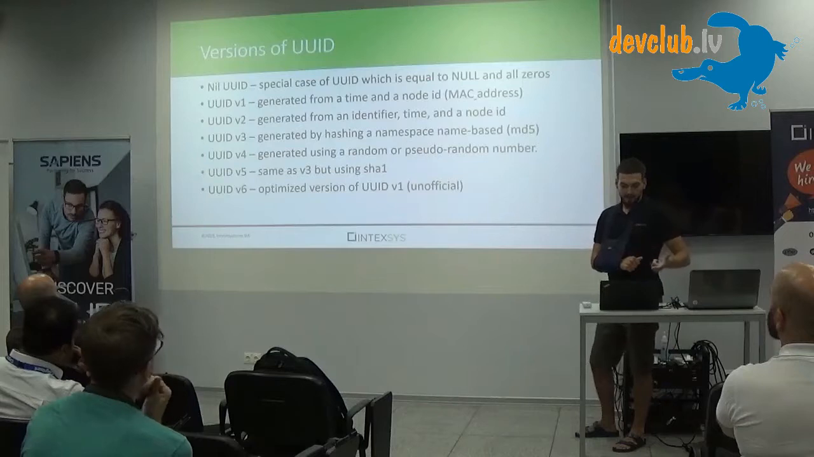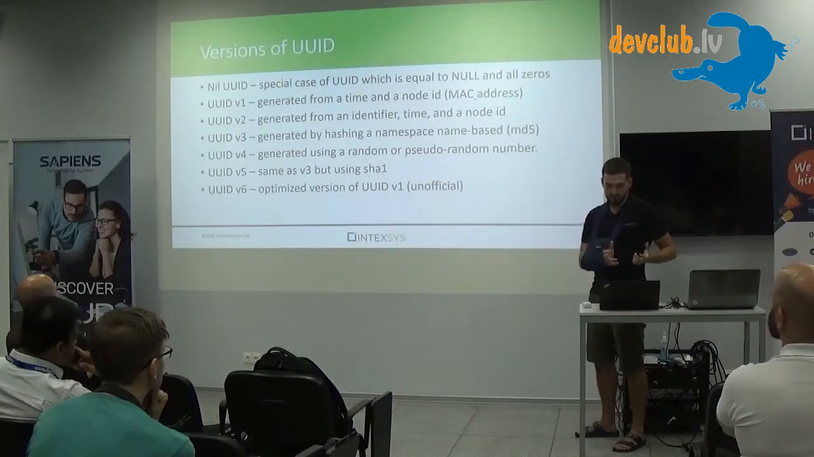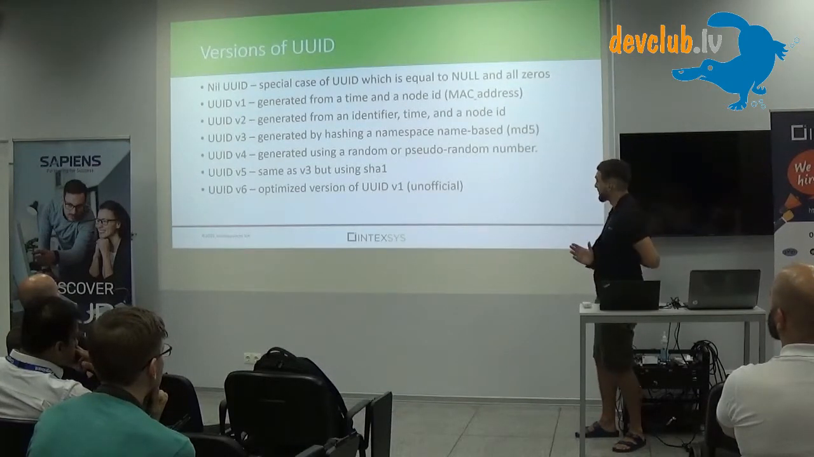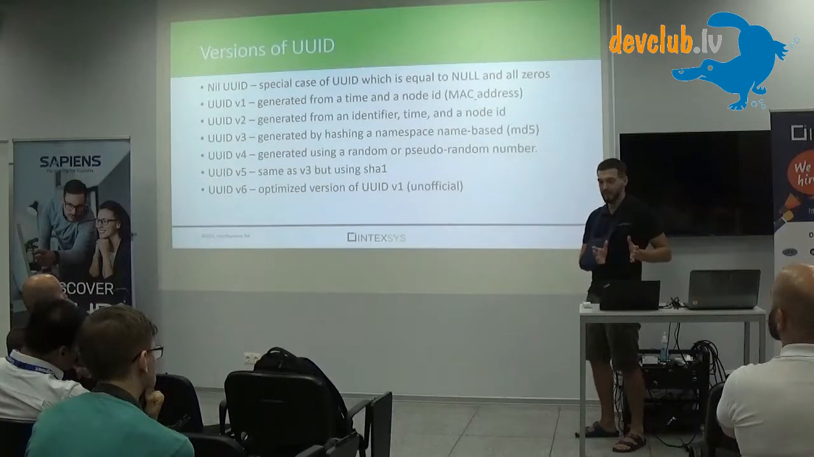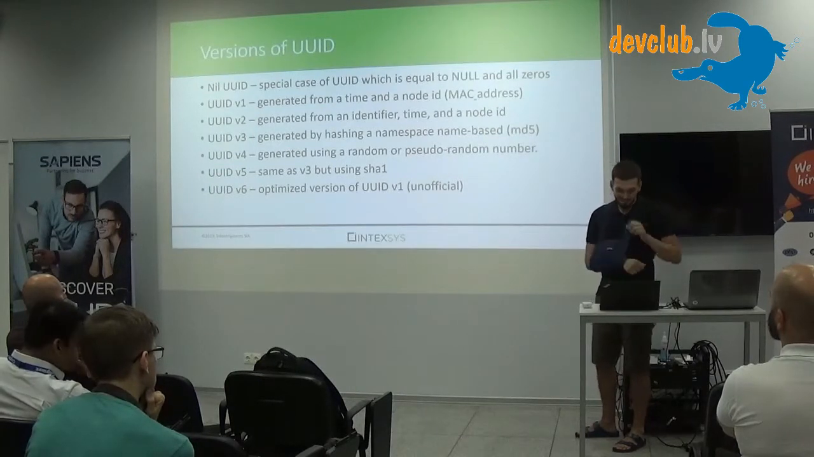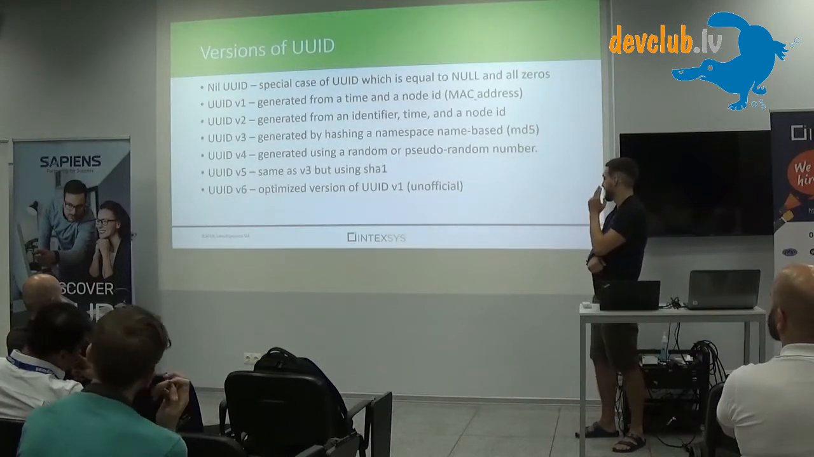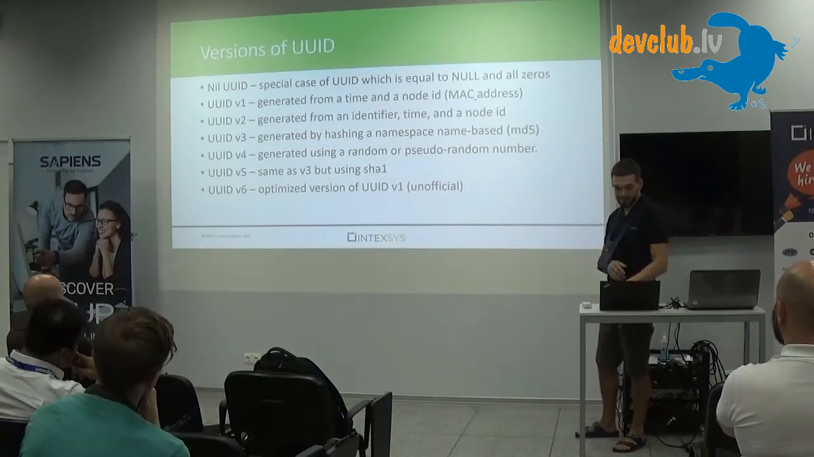The third and the fifth UUID use namespaces to generate the ID, but the third is using MD5 for hashing, the fifth is using SHA1. And the fourth UUID generates your ID using a random number. So it's quite unique to you. You would probably have to generate 103 billion versions of this UUID to have a collision. And there's a sixth version of UUID, which is unofficial because it doesn't have any RFC, but basically it's some sort of optimized version of the first version.